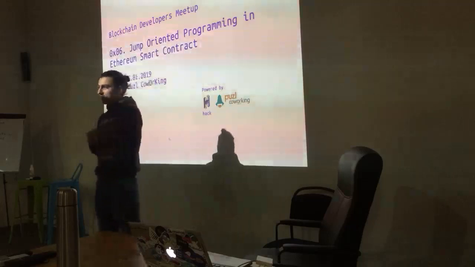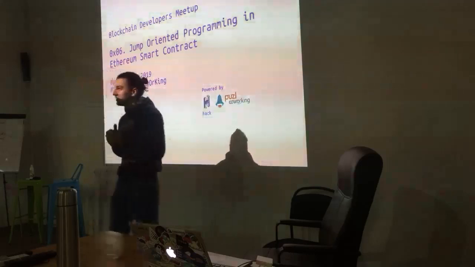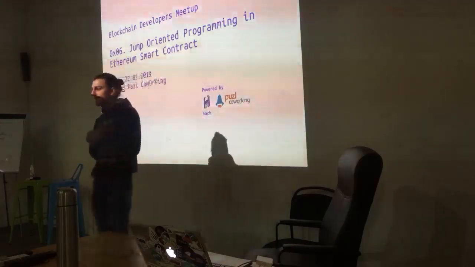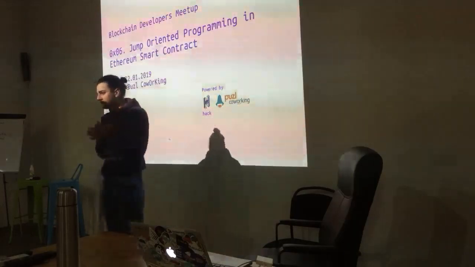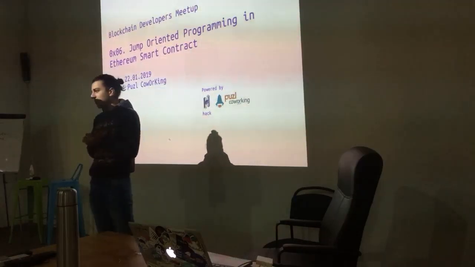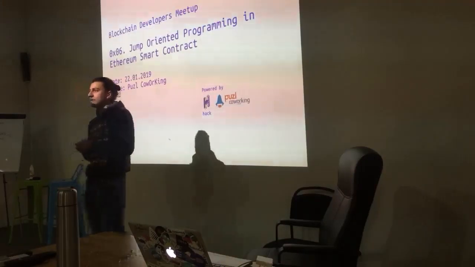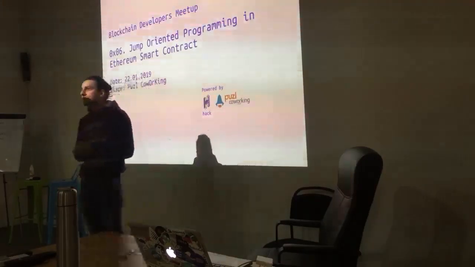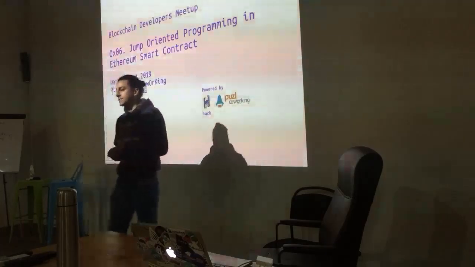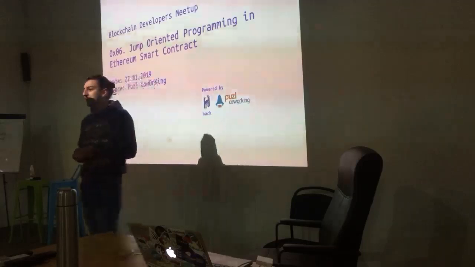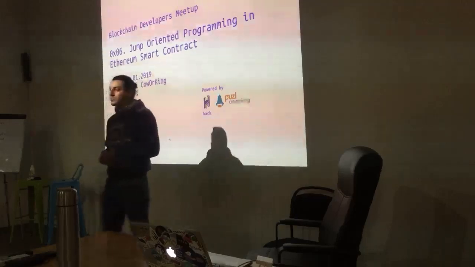So welcome to the 6th Blockchain Developers Meetup. Today we're going to talk about jump-oriented programming in Solidity smart contracts. This is kind of a tricky thing to do, and it was shown recently in one CTF, which is sort of a hackathon in China. Basically, it uses some tricks to mislead the execution of a smart contract, and we'll see how that goes.